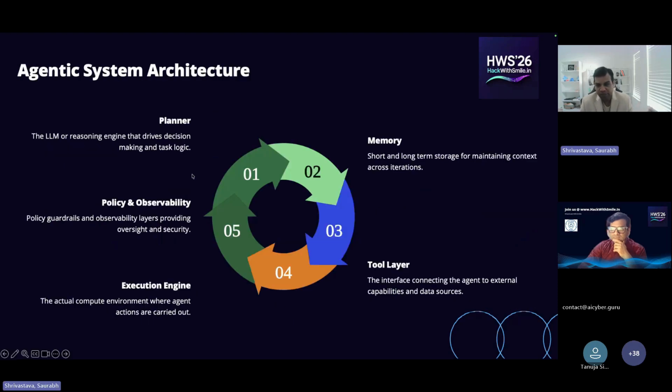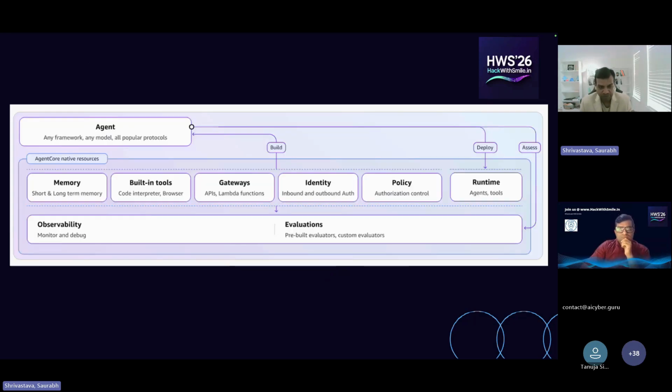So these are the different layers. While we talked about the memory and tool layer, it is important to have the execution engine, and we'll give some practical example, the agent runtime where it is going to deploy and run. And policies and observation is very important. Each layer should have the observation, so it is not diverting, and security layer and policy guardrail. So it is making sure that it is doing what it should do.